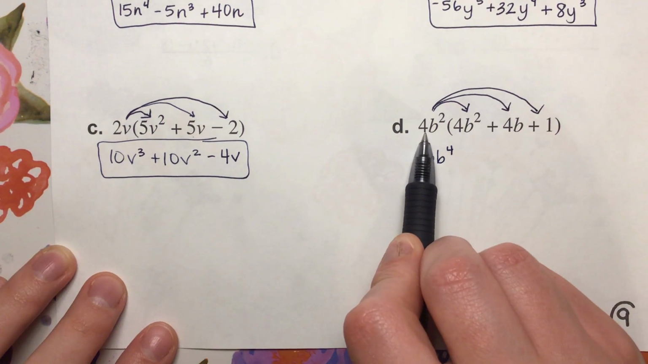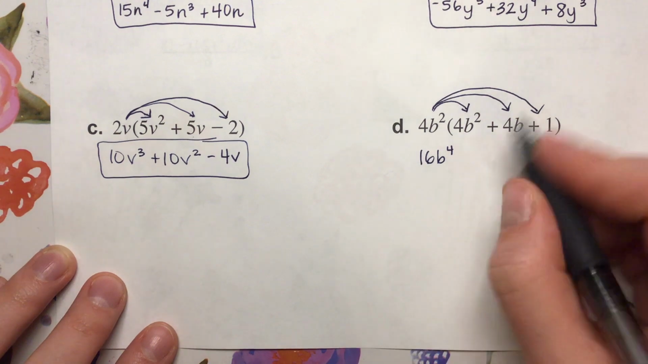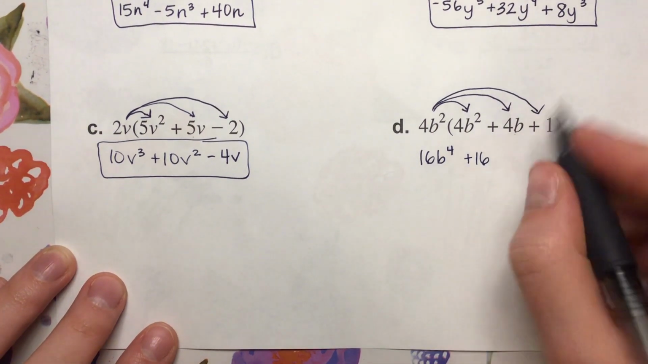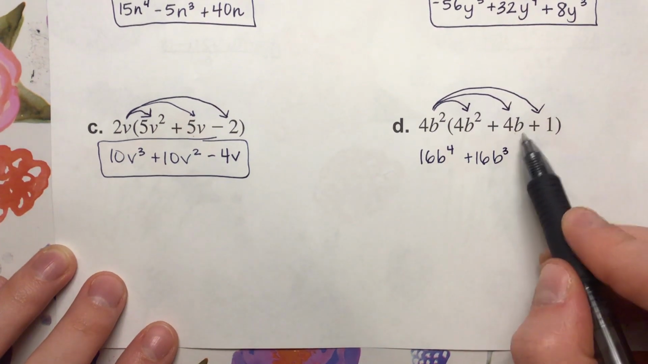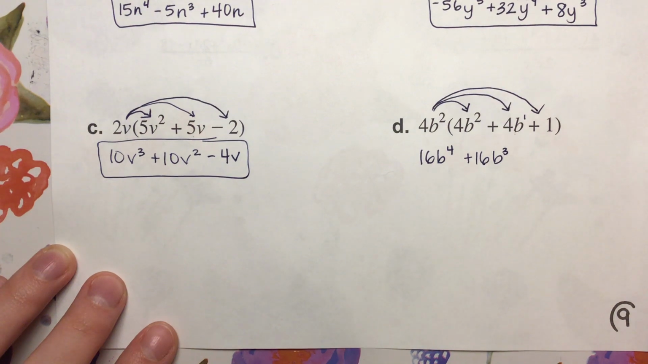Now I'm taking 4b squared times 4b. So you multiply your coefficients, 4 and 4, which gets me positive 16. And then b squared times b is b to the third. I got b to the third because 2 plus that invisible 1 gets me that 3.